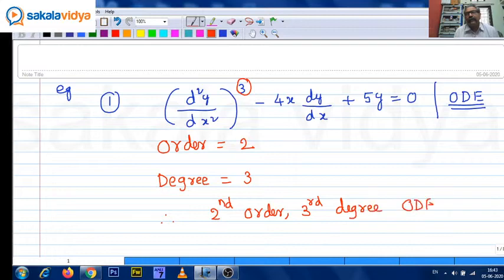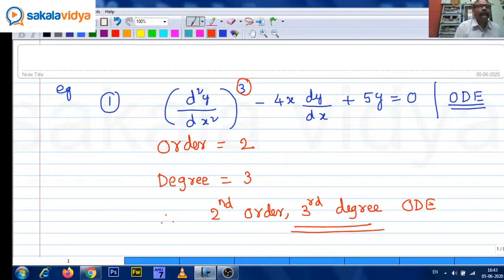ordinary differential equation. We can name the differential equation also. The differential equation will be named by its order and by its degree, and its nature also. So second order, third degree ordinary differential equation. This is called.